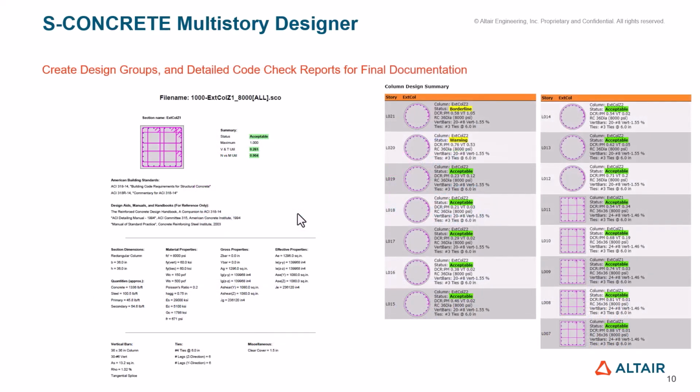We can further refine our design groups, make changes, and go through an iterative design process until we're happy and generate a detailed code check output for our final documentation, including all the engineering design information that we need with clause references and code violations reported for us. So let's take a look at that workflow now.